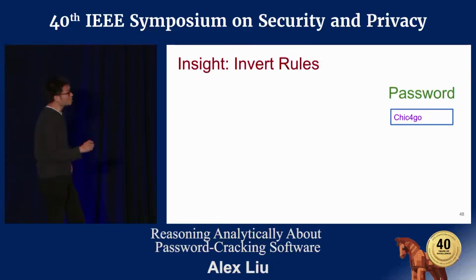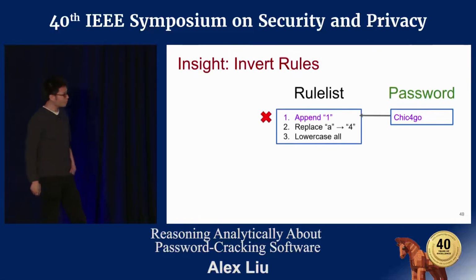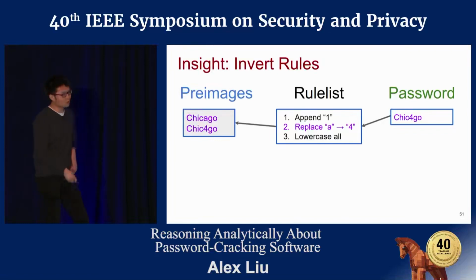Suppose you have a password, Chick4Go, and we wonder, will this password be guessed by the first rule? Well, obviously, it cannot be guessed by the first rule because Chick4Go does not end with a 1. And now we wonder, will Chick4Go be guessed by the second rule? Well, likely. So what words should be in the word list to guess Chick4Go? We term these words preimages. And it turns out, in this example, there are two possible preimages. And either of these preimages will be transformed into the password after you apply the second rule.